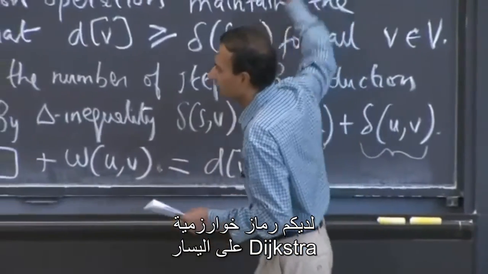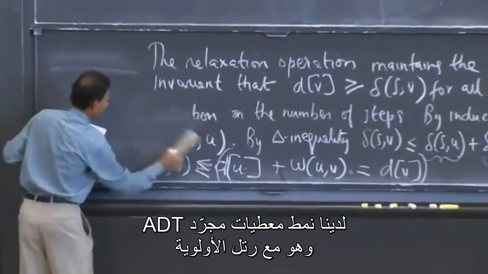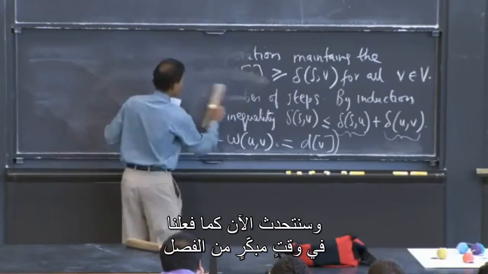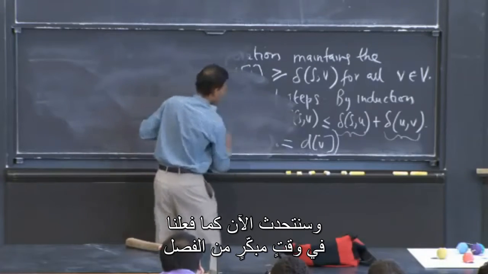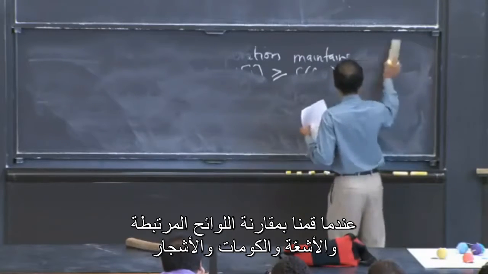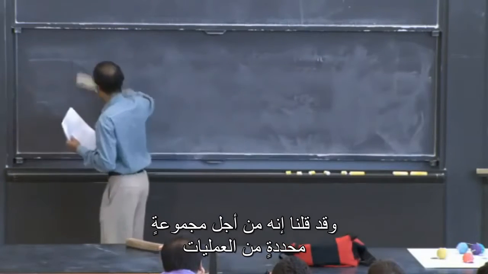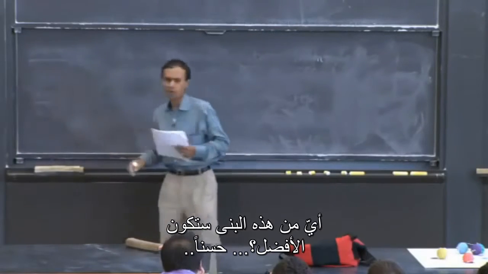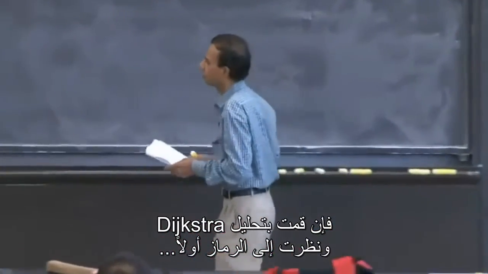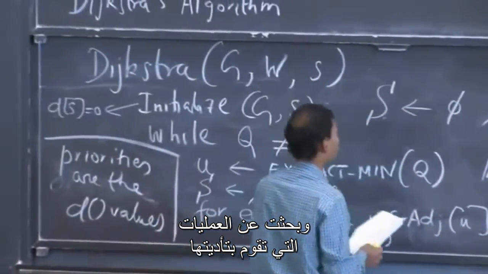So we have the code for Dijkstra on the left. We have an ADT associated with the priority queue. And now we're back to talking like we did early on in the term, where we compared linked lists and arrays and heaps and trees and said, for a particular set of operations, which one is going to be the best?